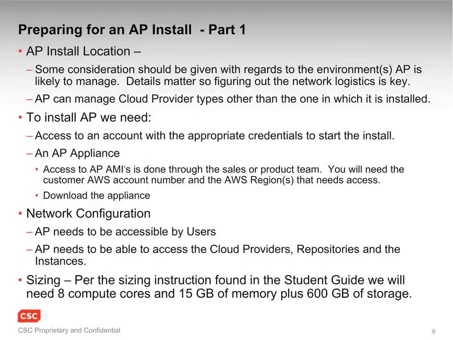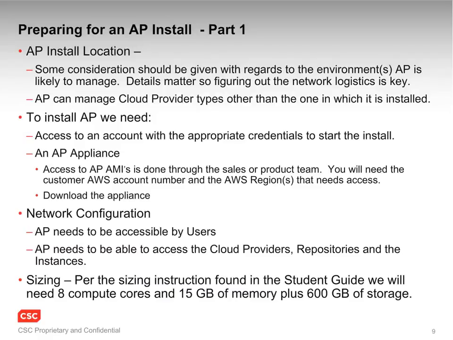Details matter, so the network logistics and setting up all the connectivity is usually going to be a key determinant here. Location and latency can come into play somewhat, but primarily it's making sure that you have the right network ports open. Agility platform can manage other cloud provider types than the one in which it is installed. This is a common misconception.